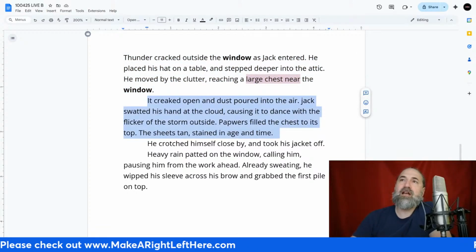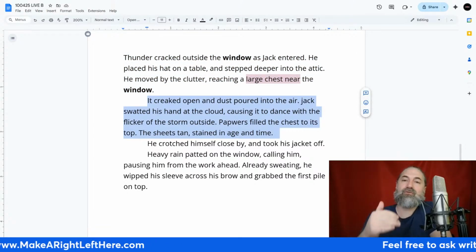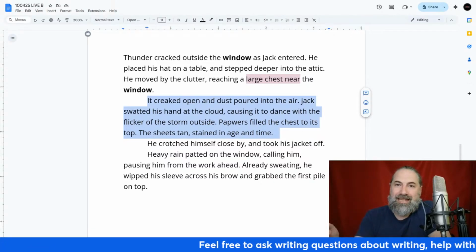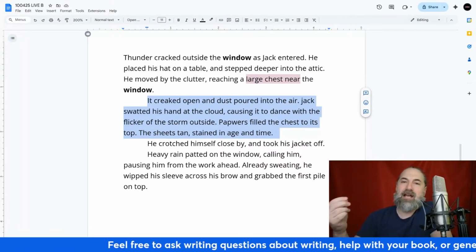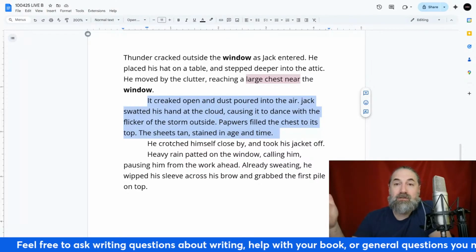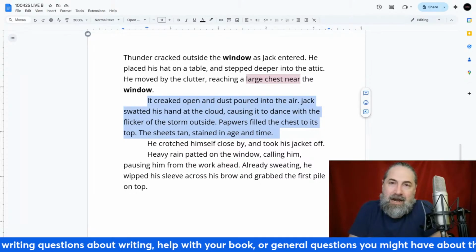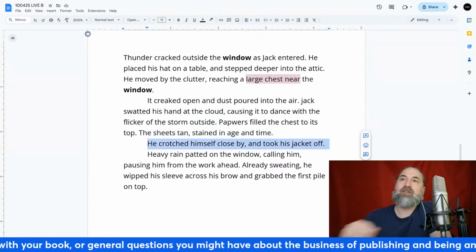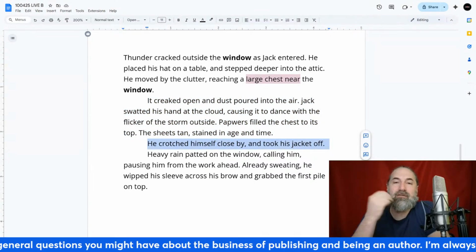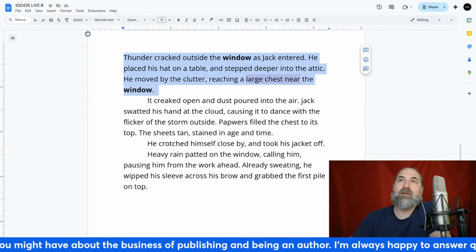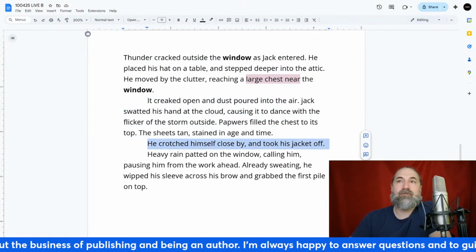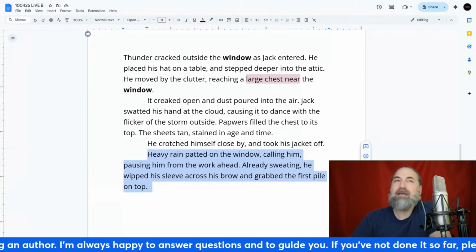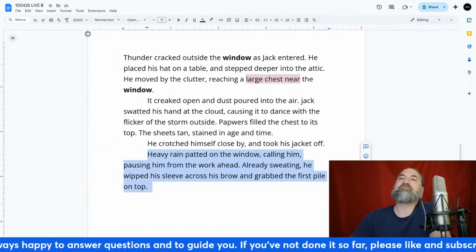Then you have to figure out within a movement if this is important to the character. If it's important to the character, what is it about the character that they would notice? What is it about who they are as a character that would slow down the pace like this? Now, keep in mind, he crouched himself close by and took his jacket off is fast pace. So, fast pace, slow pace, fast pace, and then we go back to slow pace. It's creating a rhythm and a movement. It's like poetry. All right, anyway.